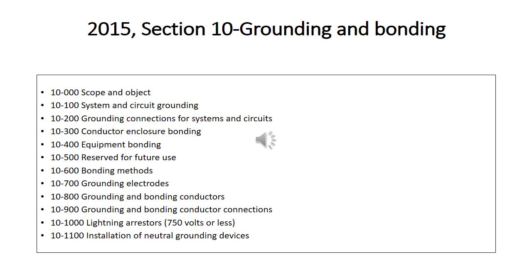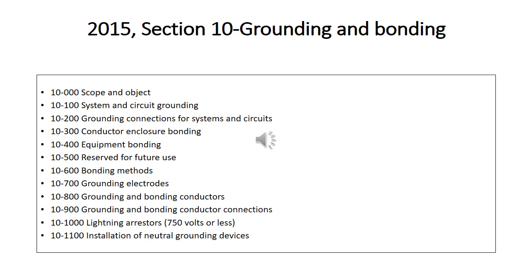Just to go back to the prior 2015 edition of the Canadian Electrical Code, Section 10 consisted of scope and object, system and circuit grounding, grounding connections for systems and circuits, conductor enclosure bonding, all the way up to 10-1100, installation of neutral devices.